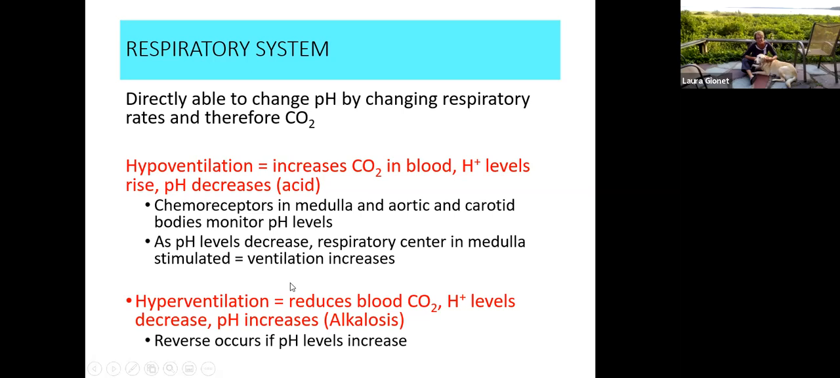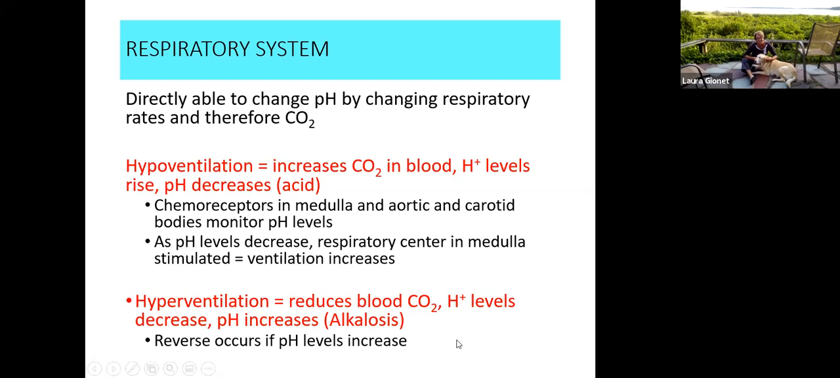And as pH levels decrease, the respiratory center in the medulla will be stimulated to increase ventilation. So you could be hypoventilating, which causes the pH value to go down, and that tells the brain, hey, we need to start increasing the respiratory rate again. Don't keep hypoventilating, or if you're holding your breath, stop and start ventilating again, so we can decrease our carbon dioxide.